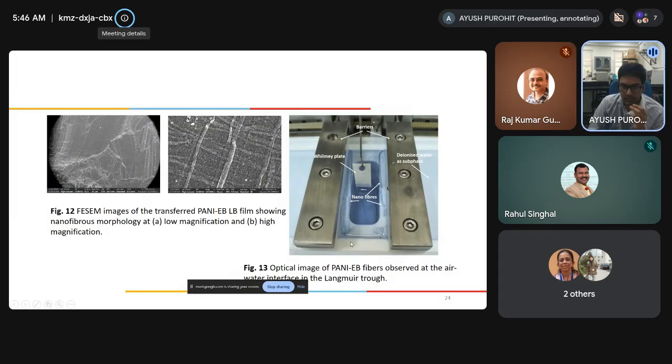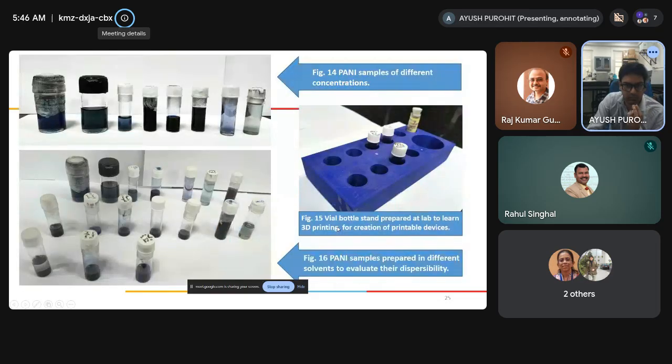So this is the setup behavior, how the spread polymer behaves at the air water interface. This is the image which clearly shows the nanofiber at the air water interface, and this is the Wilhelmy plate that is used for recording the same behavior. And this is the FESEM image at low magnification and at high magnification, which also justifies that the fibers are transferred to the substrate. This is the substrate at two different magnifications.